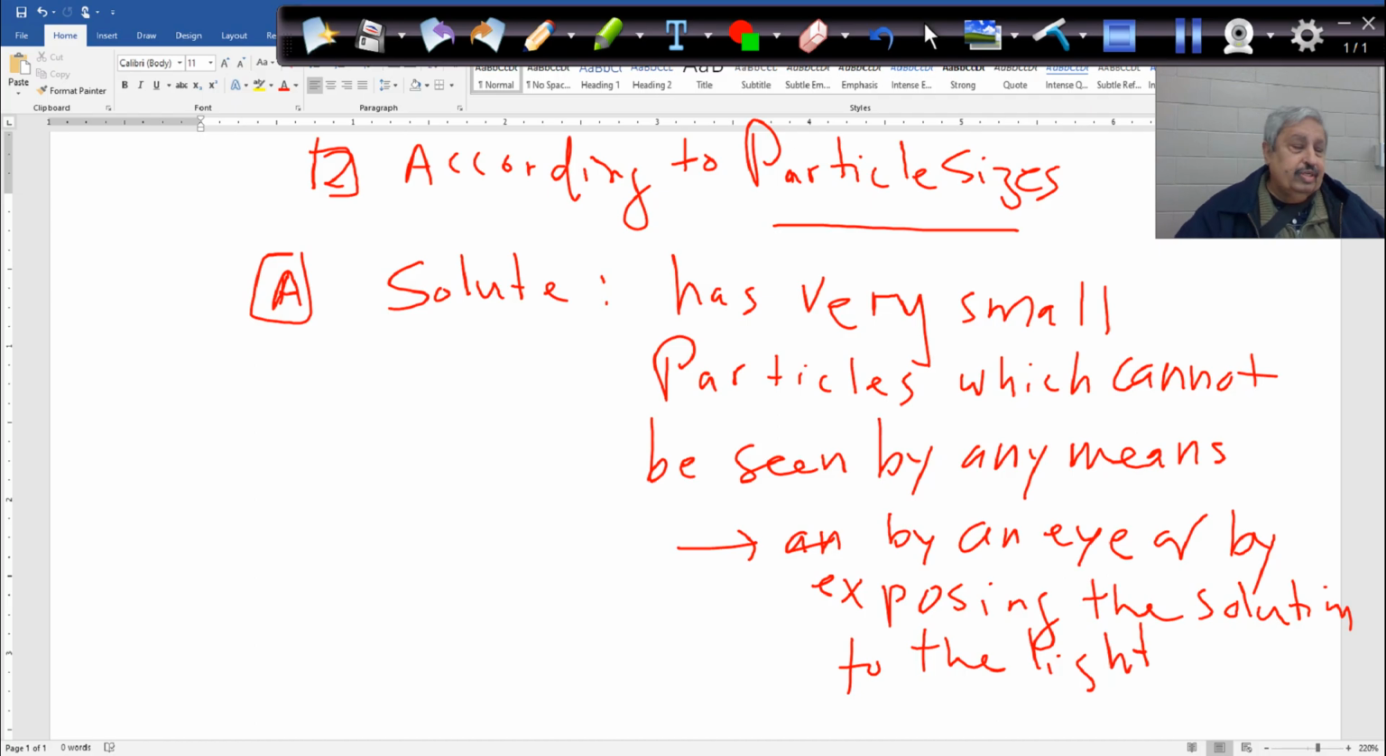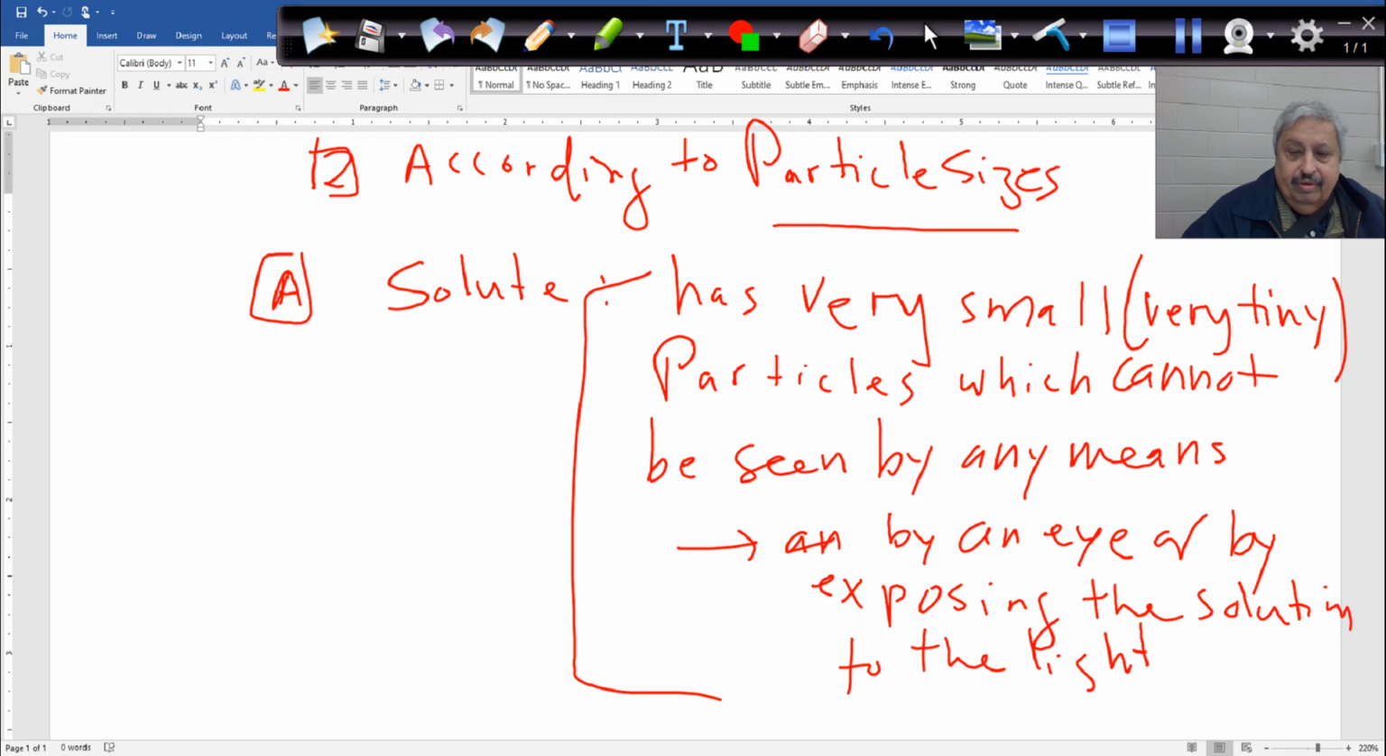So I'm exposing this to the light. If the particle is moderate, not very tiny, okay, very small. So here it is very tiny, cannot be seen by the naked eye, or by exposing it to the light. So this solution here, we give it a name, is normal.